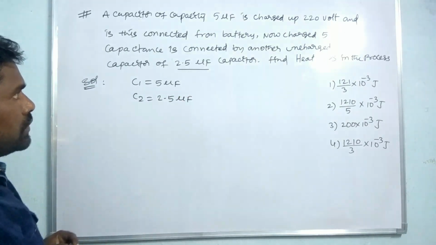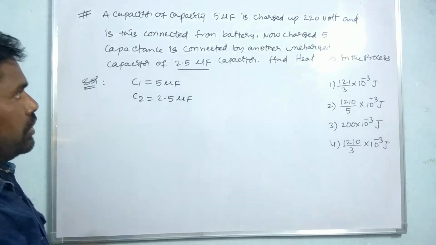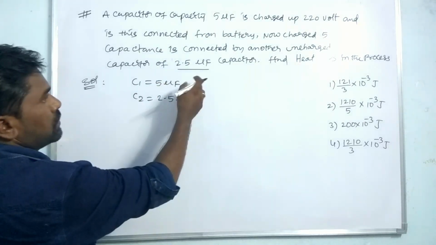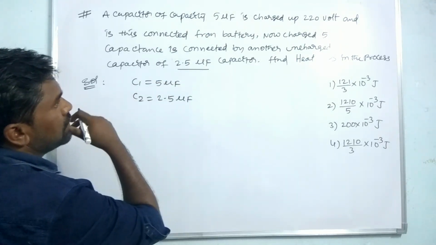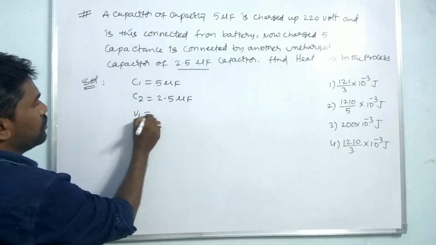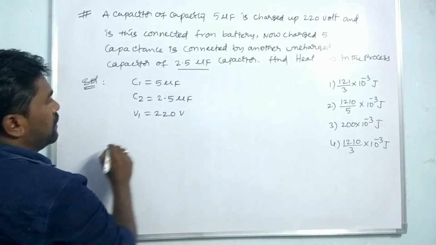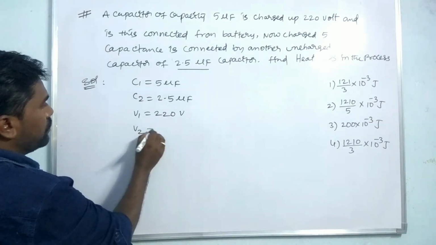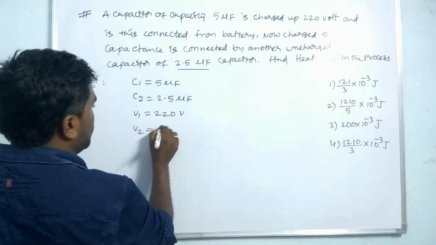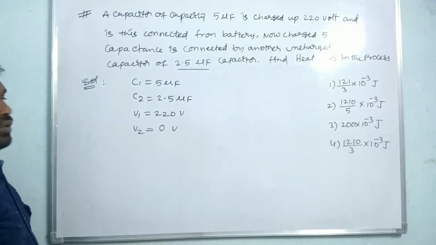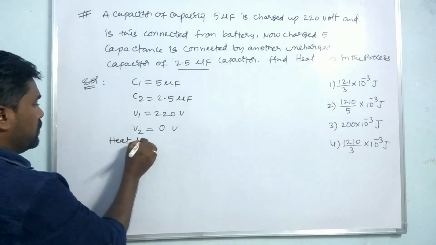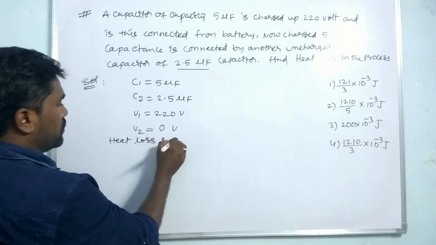Both are in the same units, so there is no need to change. Also we have to write the potentials: V1 is equal to 220 volts at first, and for the second one, V2, the uncharged capacitor, the voltage is equal to 0 volts. Okay, so now we have to find the heat loss in the process.